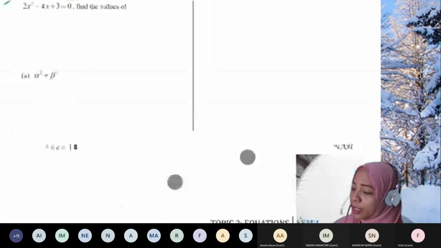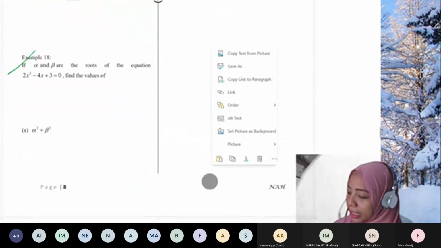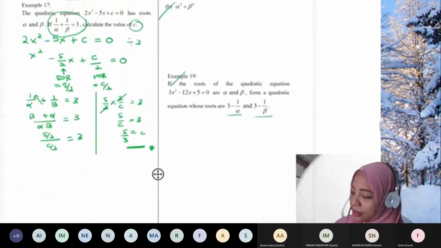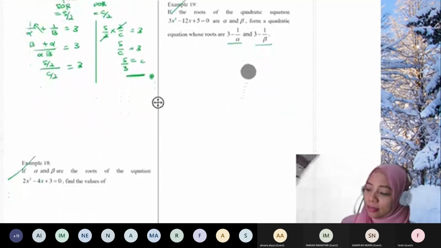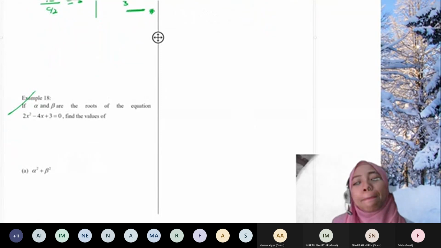Okay, boleh cikgu assist ni assign students untuk buat. Ada berapa soalan ni? Example 18 ada 2, A dan B. Example 19 ada satu soalan saja. So any volunteers? Example 18, siapa nak buat? Nanti boleh update dekat dalam group.